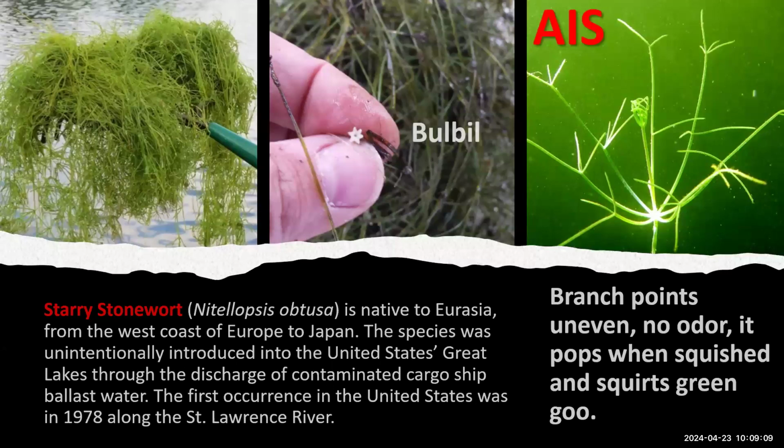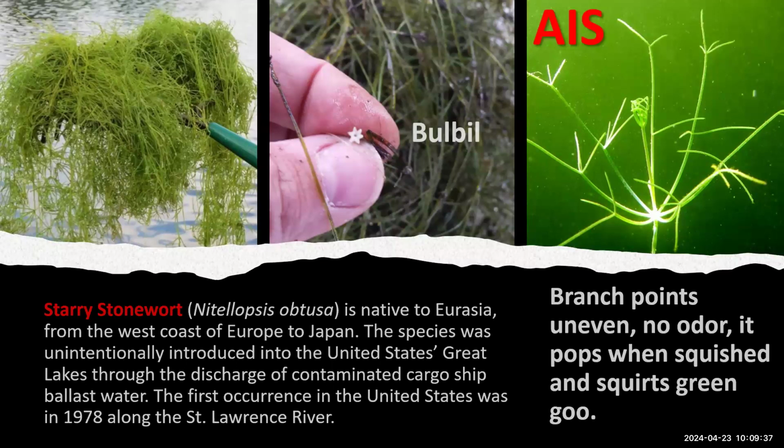Now, a common look-alike that can confuse you. This is starry stonewort. Starry stonewort is one of the top 3 invasive species that I encounter when sampling inland lakes. It's spreading across our state. It does look like Chara. Starry stonewort is a macroalga. I'm just going to walk you through some differences.